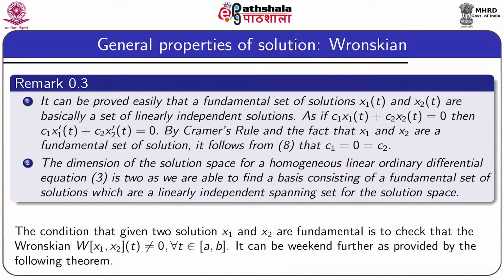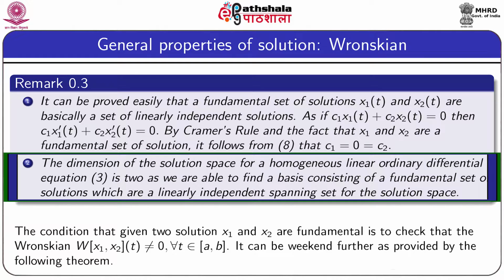We now look into the following remarks. It can be proved easily that a fundamental set of solutions x1(t) and x2(t) are basically a set of linearly independent solutions. If c1 x1(t) plus c2 x2(t) equals 0, then c1 x1'(t) plus c2 x2'(t) is also equal to 0. By Cramer's rule and the fact that x1 and x2 are a fundamental set of solutions, it follows from 8 that c1 and c2 are both equal to 0.